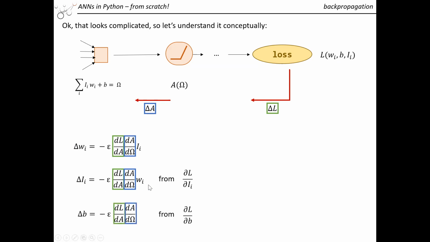So the last part will be the derivative of the output with respect to the bias. And when we just look at this, then it's just 1. So that's why we have this expression times 1, which comes from dL/dB. So now we know how to change the weights, the input, and the bias based on the change we get from the loss function.